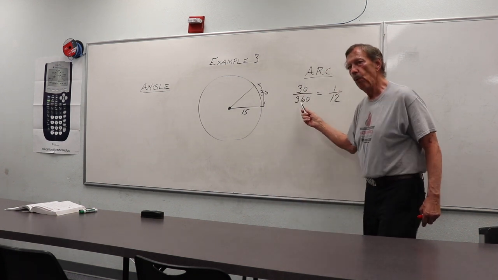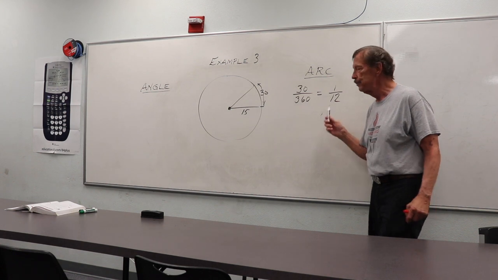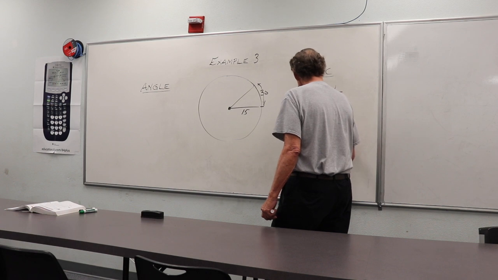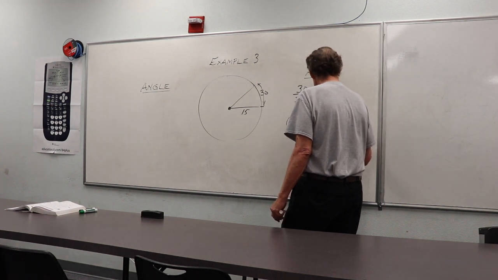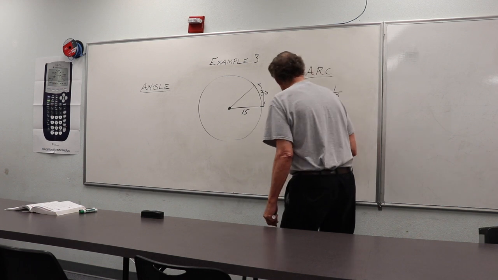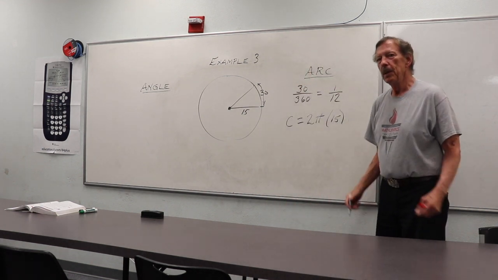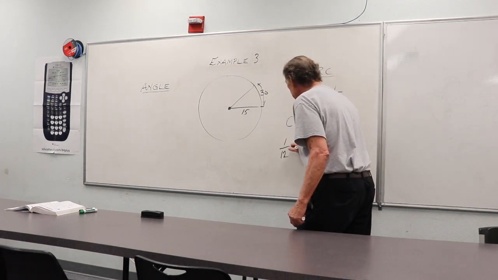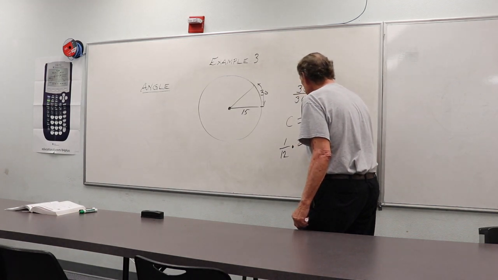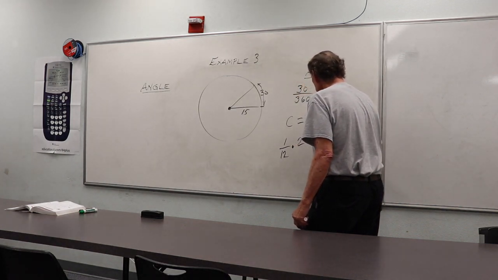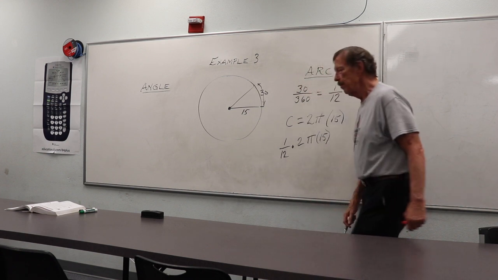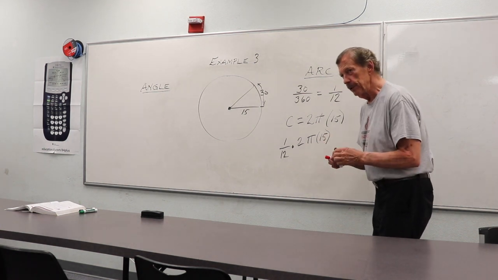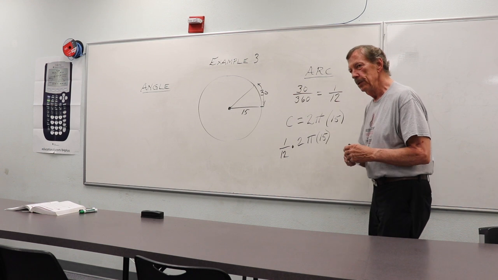This arc is 1/12 of the circle. The circumference is 2 pi times 15. So, what we want is 1/12 of 2 pi times 15. Now stand by here, watch. I left the numbers strung out so you could see this.